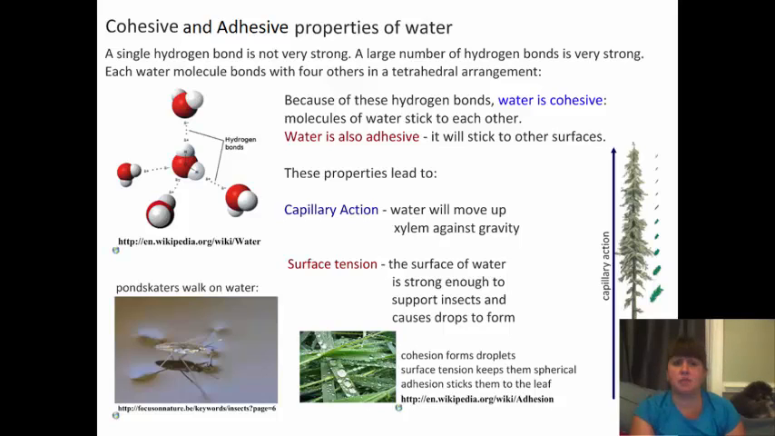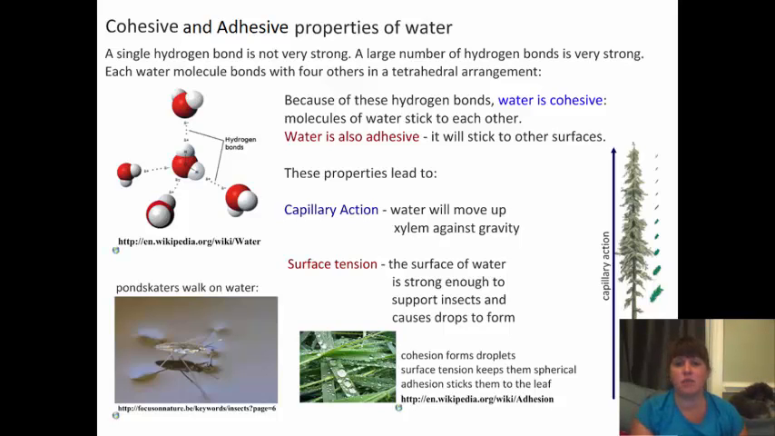Because of all these hydrogen bonds, the 4 hydrogen bonds in the tetrahedral arrangement, water is cohesive, which means that water sticks to water molecules. But water is also adhesive. It will actually stick to other surfaces or molecules. And these properties lead to 2 different actions, capillary action and surface tension.